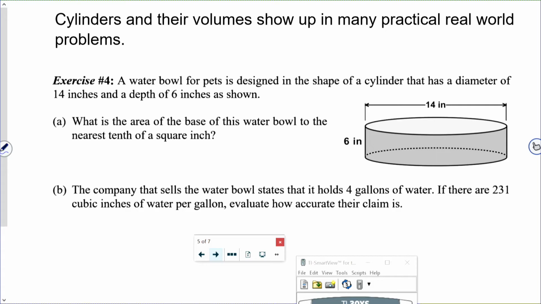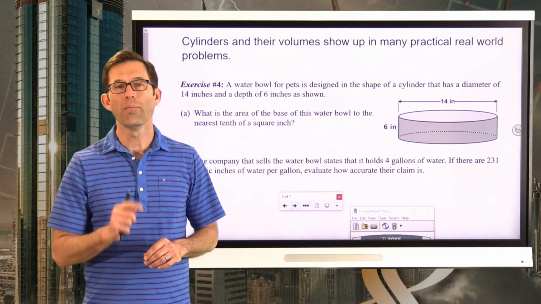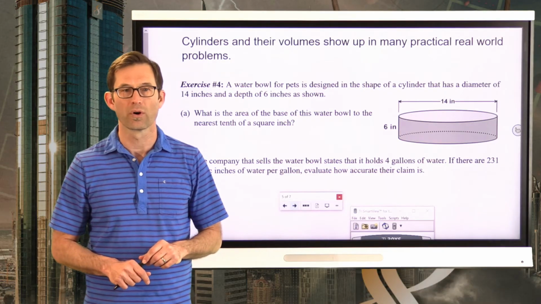Exercise number 4. A water bowl for pets is designed in the shape of a cylinder that has a diameter of 14 inches and a depth of 6 inches as shown. Letter A, what is the area of the base of this water bowl to the nearest tenth of a square inch? All right, so again, we start by just finding that area. Why don't you pause the video now and find the area of the base of that cylindrical water bowl.